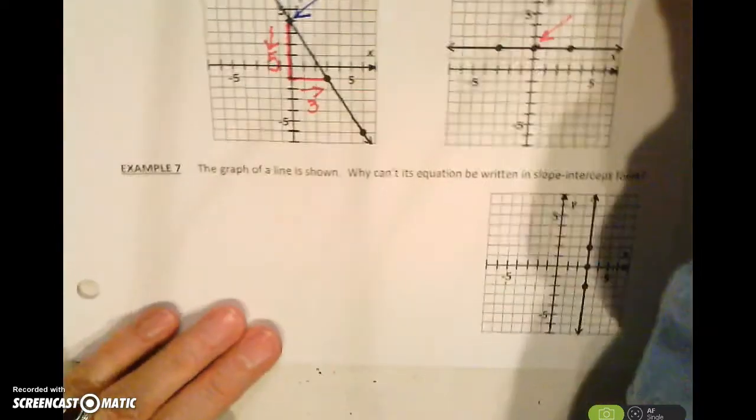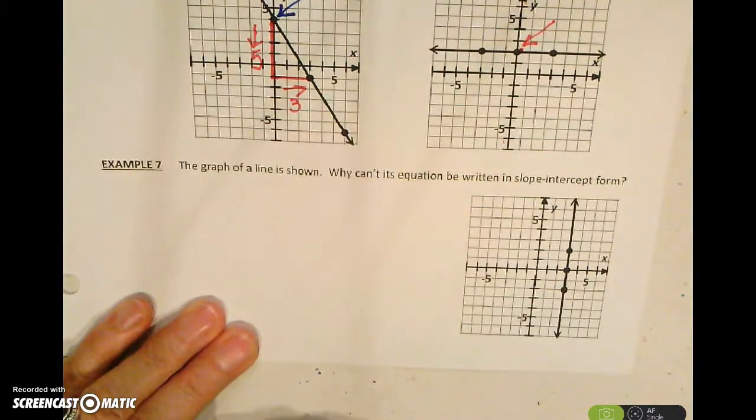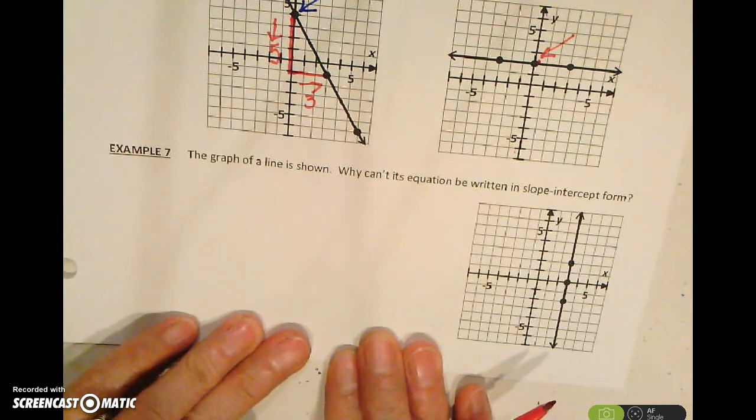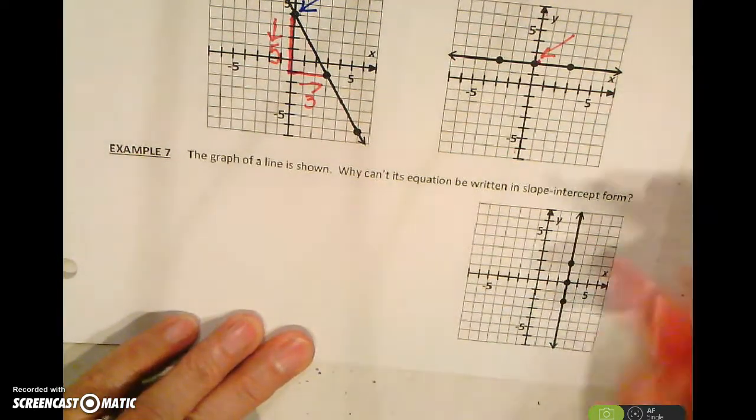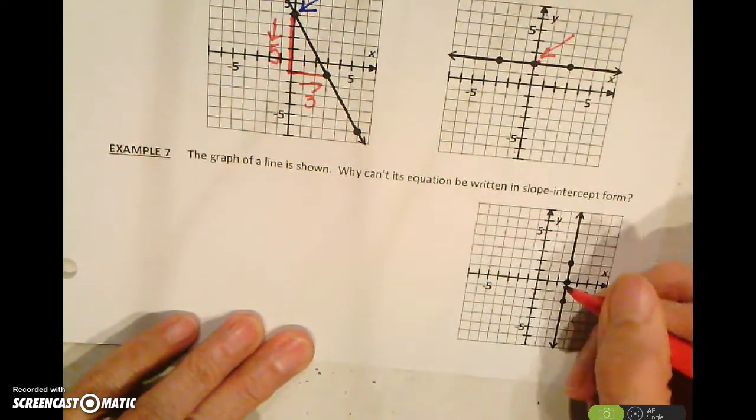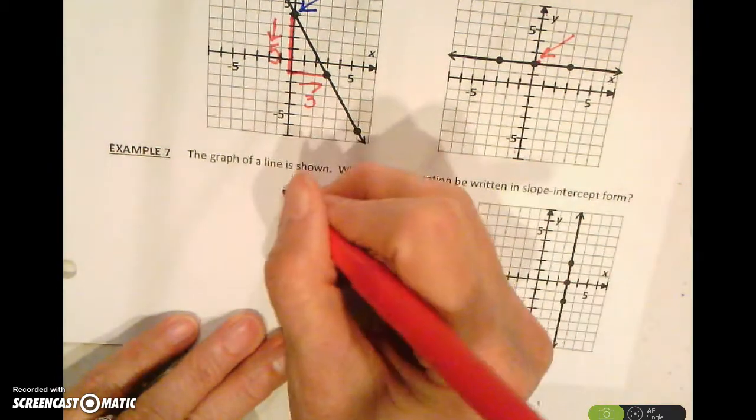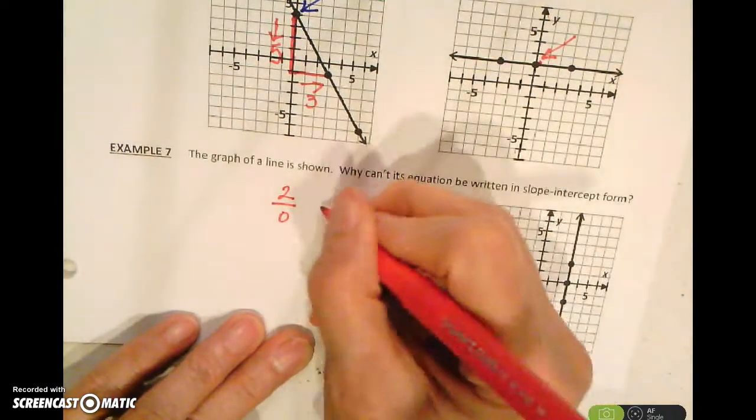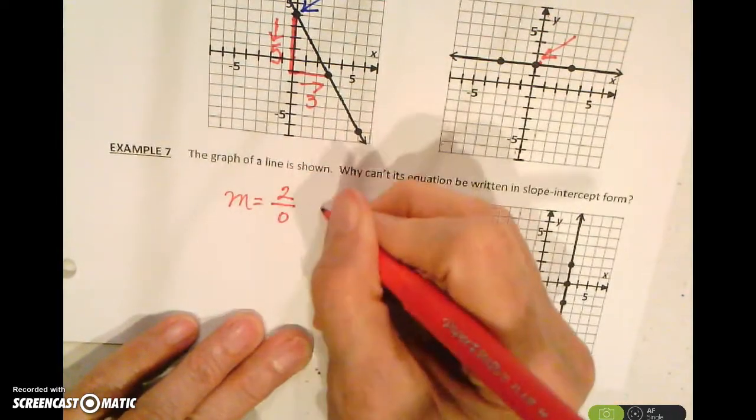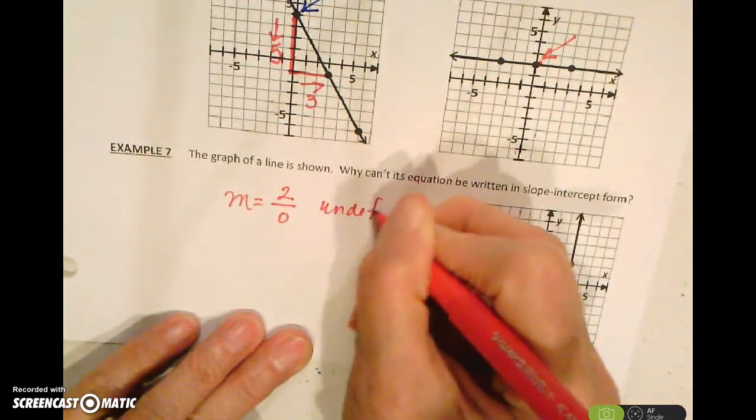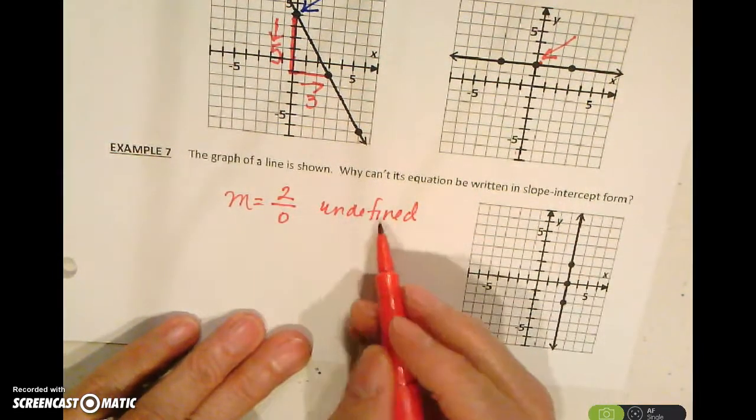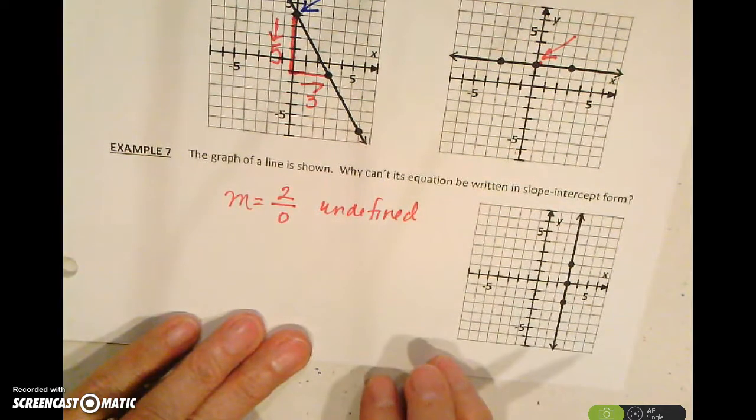And the final one, let's take a look at it. Example 7. The graph of the line is shown. Why can't its equation be written in slope-intercept form? Well, when I go to do the rise over run, of course, going from this point to this point, it rises 2, but the run is 0. So it's going to be an undefined slope. So I can't write it in y equals mx plus b because I don't have an m for it.